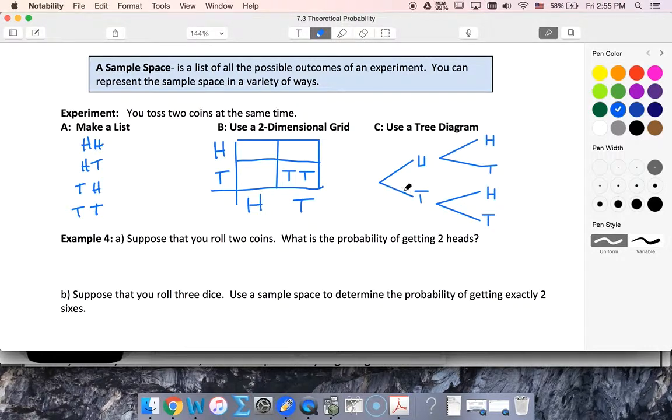And again, I could get heads, or I could get tails. Each sample space has different uses and different areas where I would like to use them. And we'll talk about those as we go through the examples.